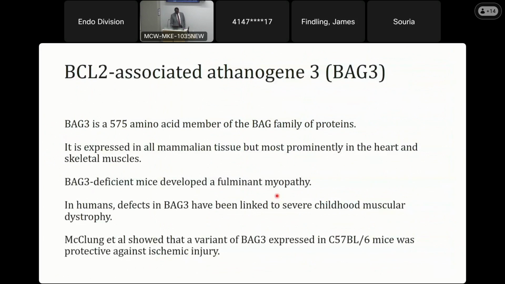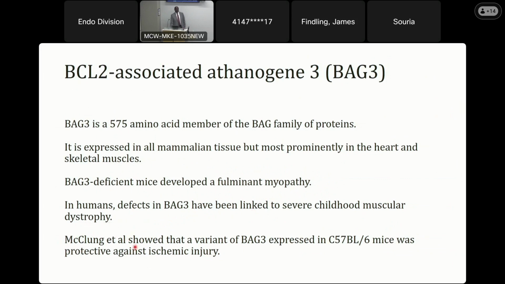And for us, one of the reasons why we picked this is because BAG3 is a 575 amino acid member of the BAG family of proteins. It is expressed in all mammalian tissue, but most prominent in the heart and skeletal muscles. And of course, as you know, the target organ in PAD is the lower extremity skeletal muscles. BAG3 deficient mice develop a fulminant myopathy in their muscle. In humans, defects in BAG3 have been linked to severe childhood muscular dystrophy.